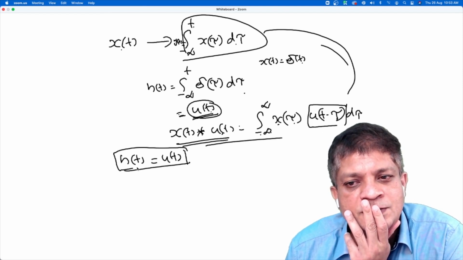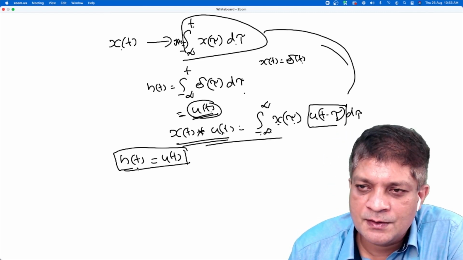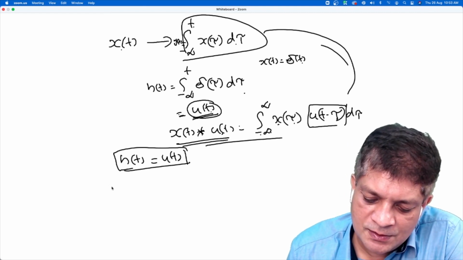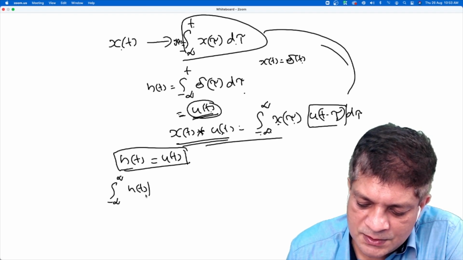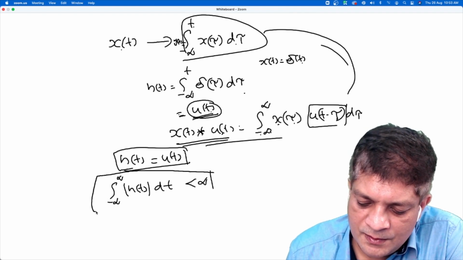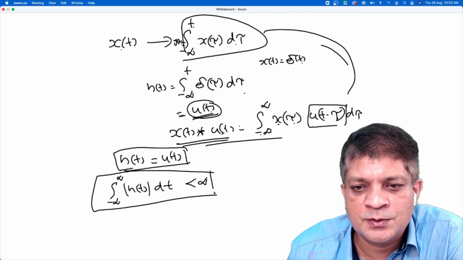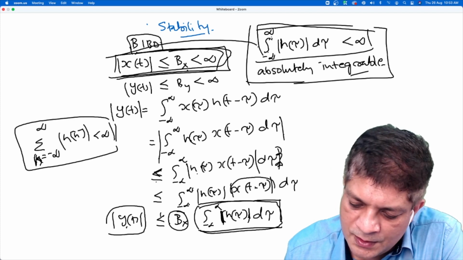Is it a stable system? What is the condition for stability? The impulse response must be absolutely integrable. That is the condition we have proved here.